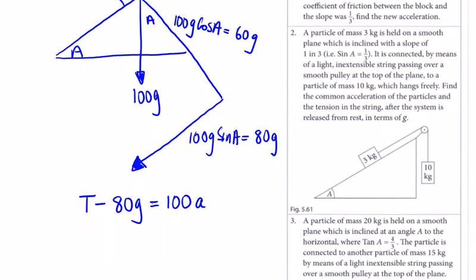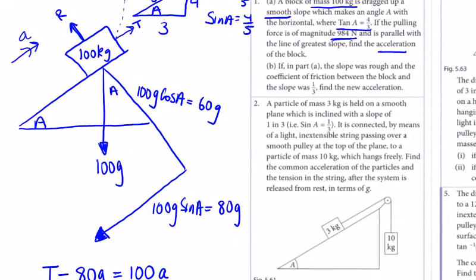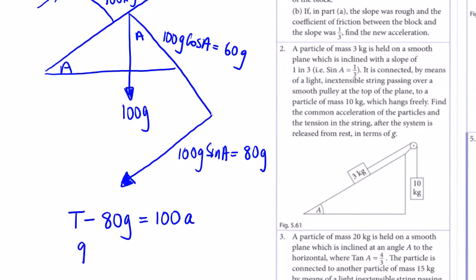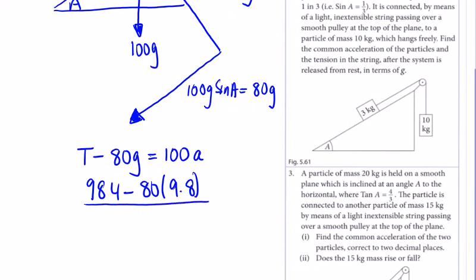So we're looking for A, and we have T, the force that was 984. So 984 minus 80 by 9.8, and we divide that by 100. We're going to get A. So the acceleration is equal to exactly 2 meters per second squared.